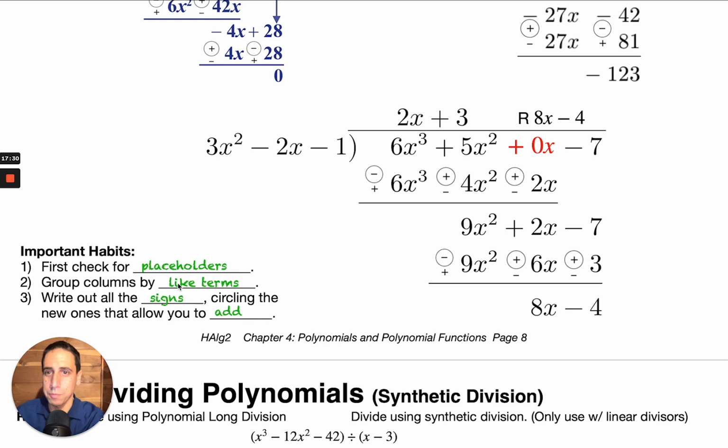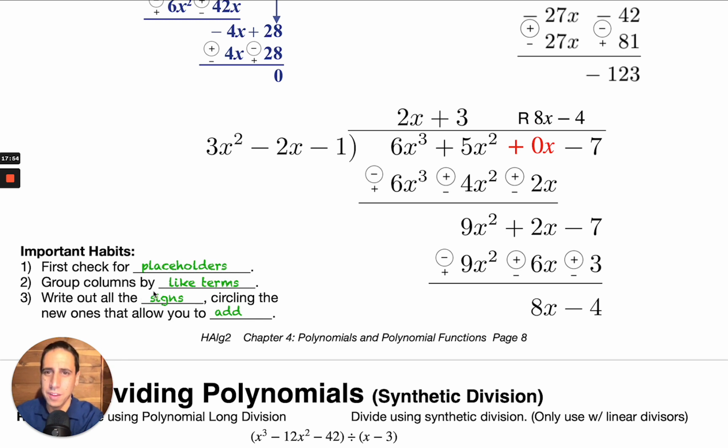Second, group columns by like terms. So you can see underneath this bar, this is the x cubed column, squared column all the way down, linear column all the way down, constant term all the way down. You see some examples even follow that even further by making sure they put the 2x over here as well, but we didn't do that today.